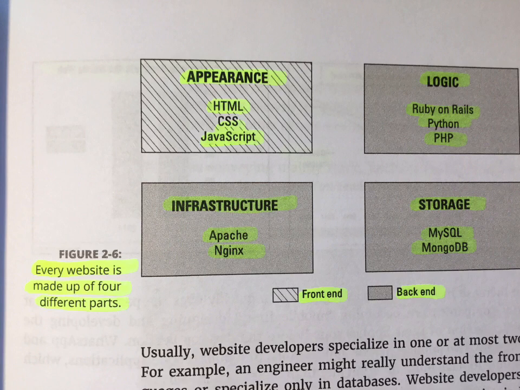Usually, website developers specialize in 1 or at most 2 of these categories. For example, an engineer might really understand the front end and logic languages, or specialize only in databases. Website developers have strengths and specializations, and outside these areas their expertise is limited, much in the same way that Jerry Seinfeld, a terrific comedy writer, would likely make a terrible romance novelist.